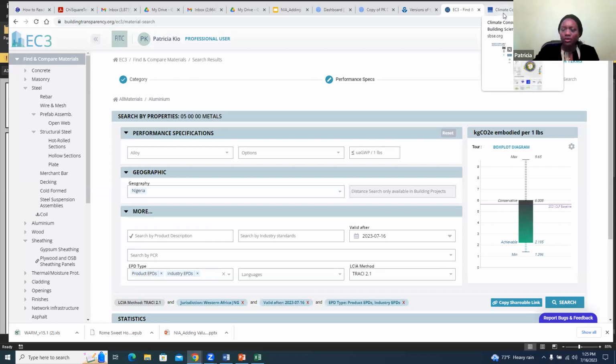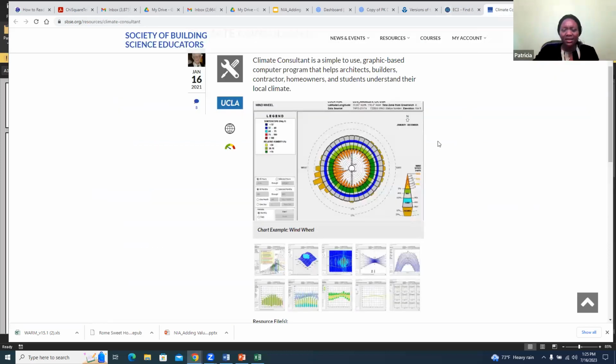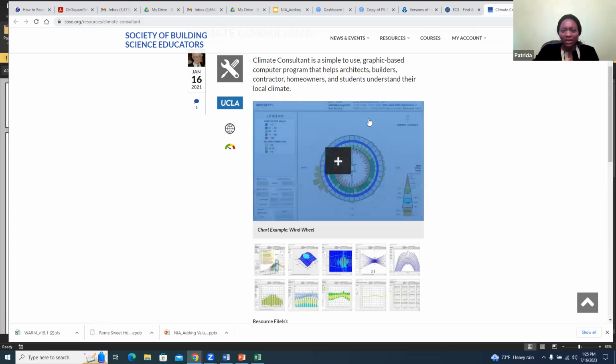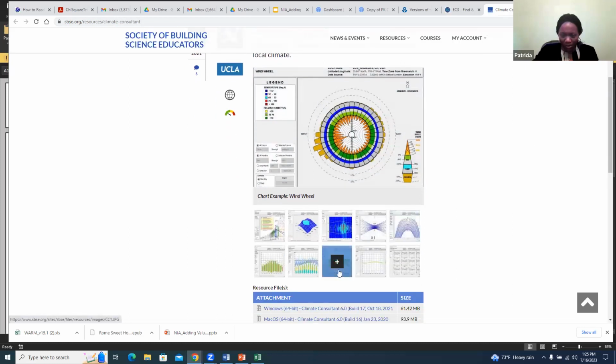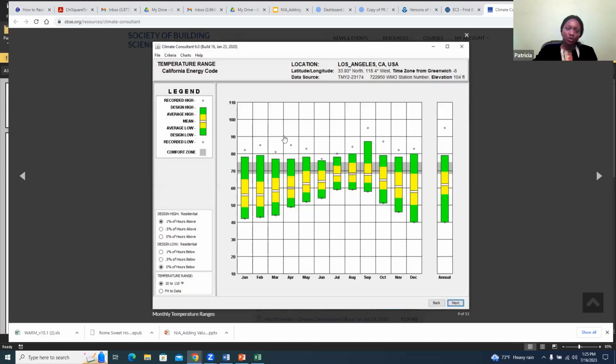So the last tool here to show you is the climate consultants. So this climate consultancy website here to get it, sbse.org, resources, climate consultants. It says use this. It's a simple to use graphic-based computer program that helps architects, builders, contractors, homeowners, and students understand their local climate. So if you put in your location, you can see this chart that was in one of my slides. And it will tell you, this is for Los Angeles, it will tell you the climate in your area. You can use this to go on to determine the thermal comfort and all that.